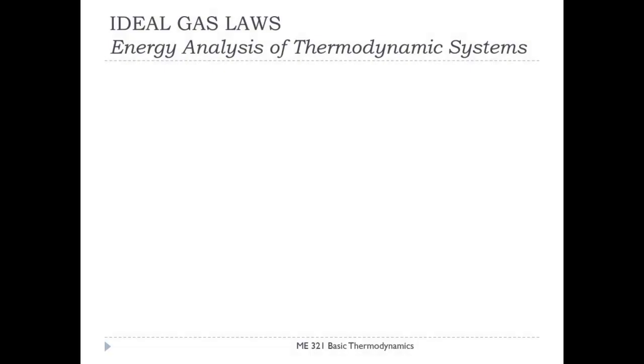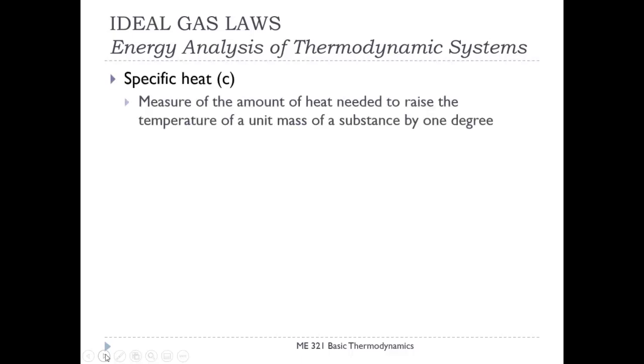We shall now discuss how to compute for the amount of heat that can be transferred into or out of an ideal gas. But first, we must discuss the concept of specific heat. Specific heat is simply the amount of heat that a substance needs to absorb or reject so that the temperature of a unit mass of it will change by 1 degree.